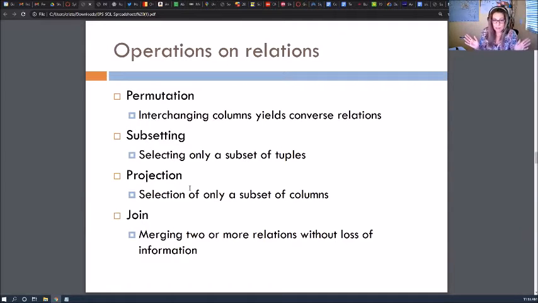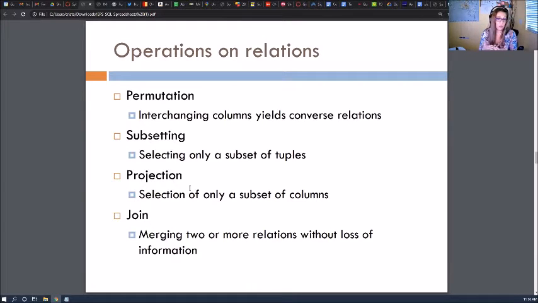It comes from relations. And so what can you do on relations? You can permute them. Basically, interchanging columns yields the converse relations. You can subset them, since a relation is basically a set. You can project. Basically, you have a relation with many dimensions, and you can project that relation onto a subset of dimensions, and then you get another relation. You can join. If you have two relations, and they happen to have some fields that are the same, then you can join them, which is basically some variation of a cross product between the two relations.